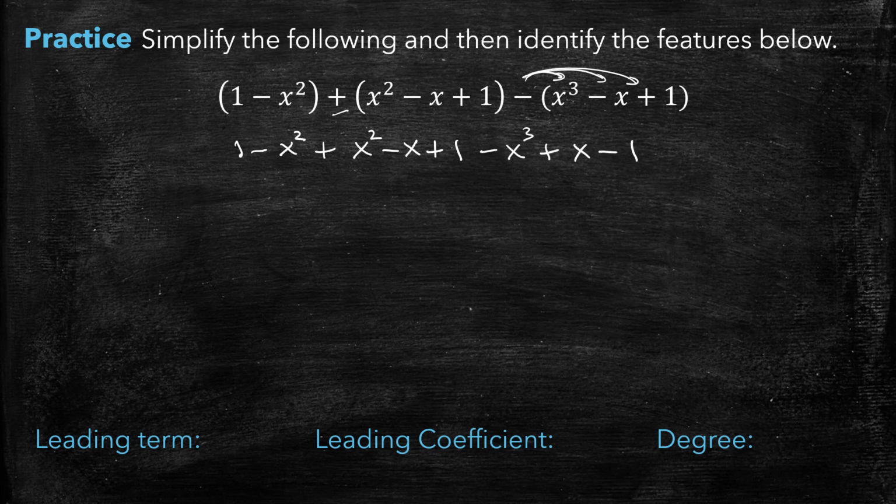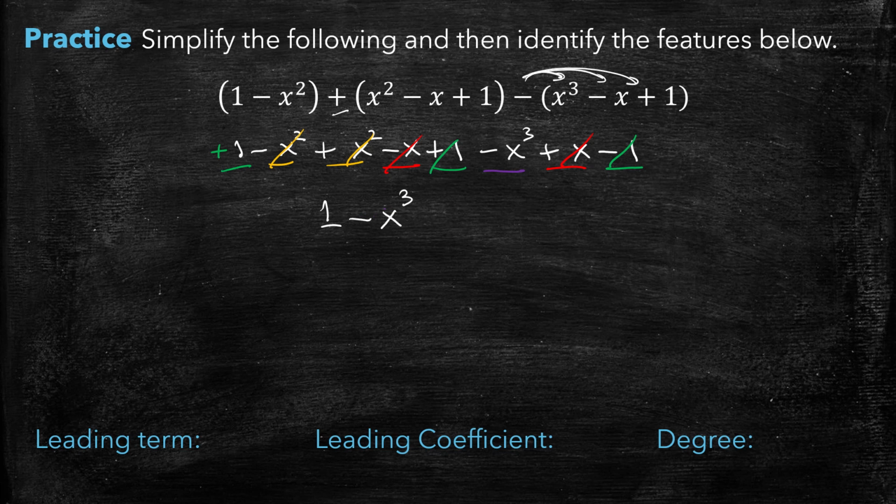And now we look at common terms. So we have a plus 1 here, a plus 1 there, and a minus 1. These cancel, leaving us with just 1. We have a minus x squared plus x squared. How convenient. These cancel also. We have a minus x and a plus x. So they cancel, and we're left with only one term in degree 3. So we have 1 minus x cubed.